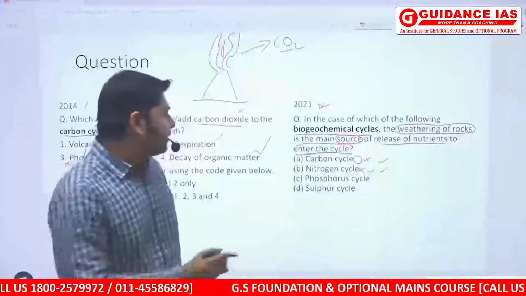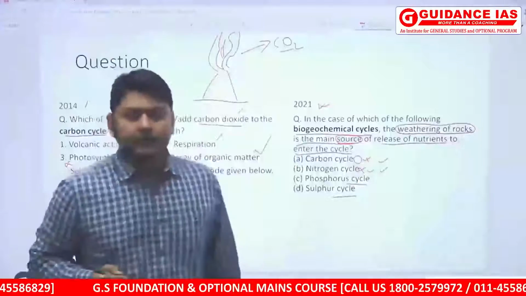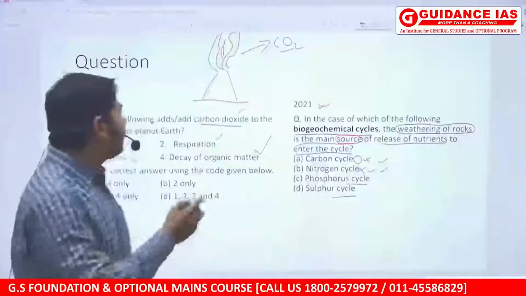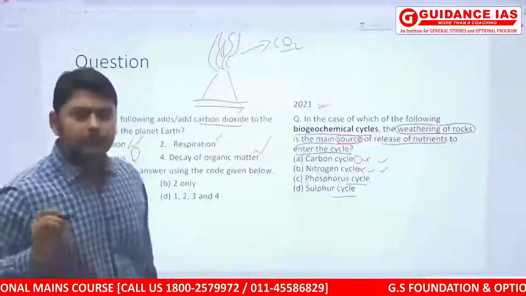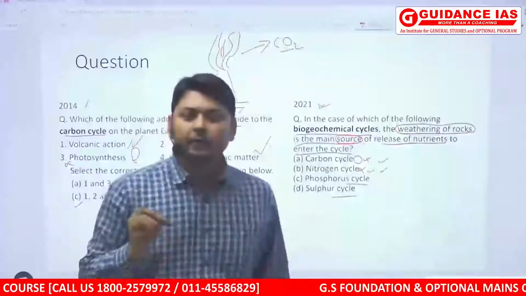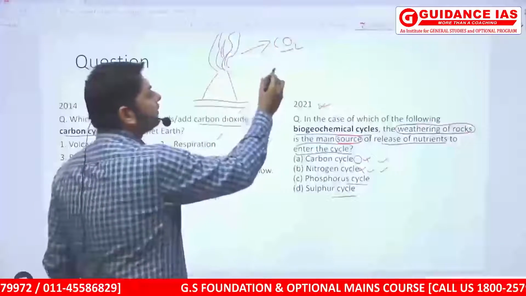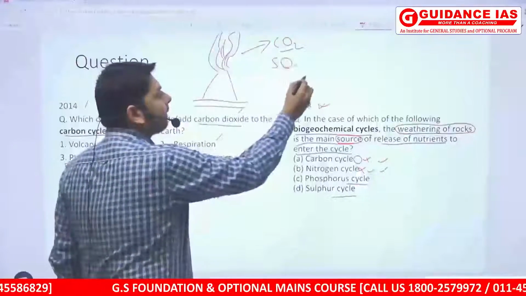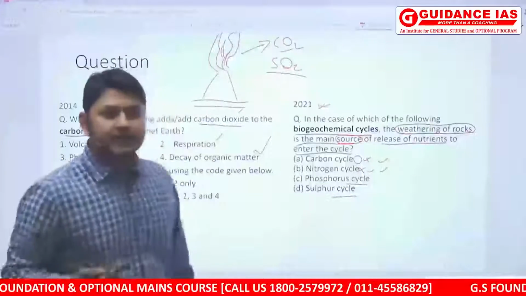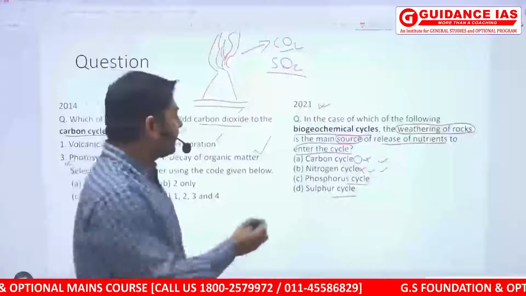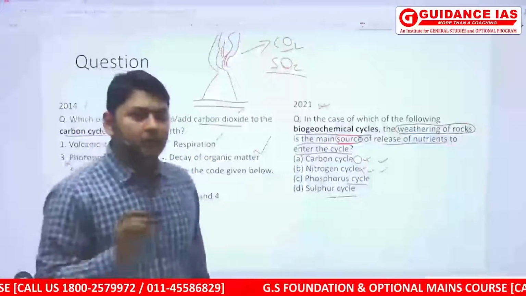Now next are the phosphorus cycle and the sulfur cycle. As I have taken the example of a volcano, when the gases come out of this volcano, they include sulfur dioxide or oxides of sulfur. It can be SO2, SO3, etc. So this sulfur cycle does not come out due to weathering of rocks.